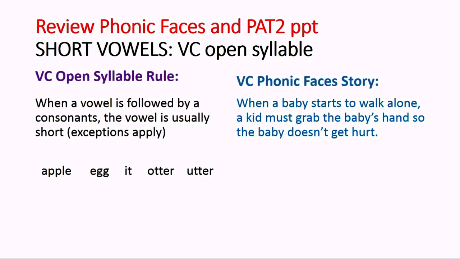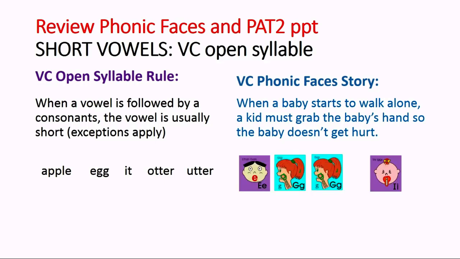So we see the word apple, and basically there's two consonants together, so that would mean you would split that word into two syllables, and the first one shows a baby alone, but the kid grabs the hand, so the baby stays: apple as opposed to apple. All right, here's egg. The baby gets to stay because the consonants grab his hand. It, the baby gets to stay because the consonant grabs her hand, it.